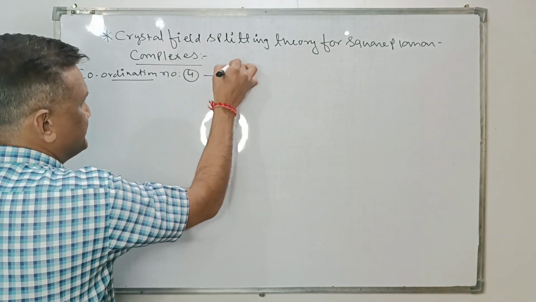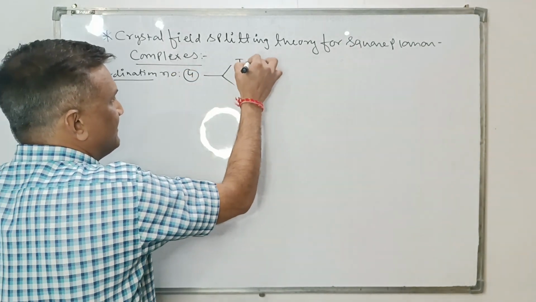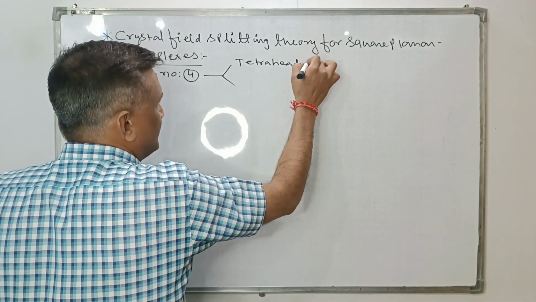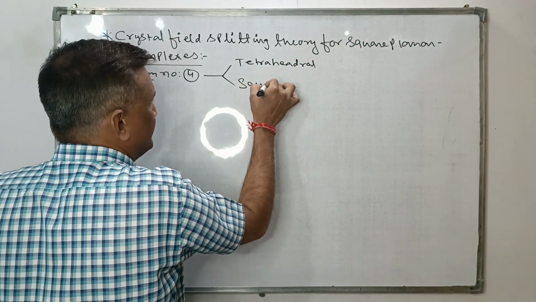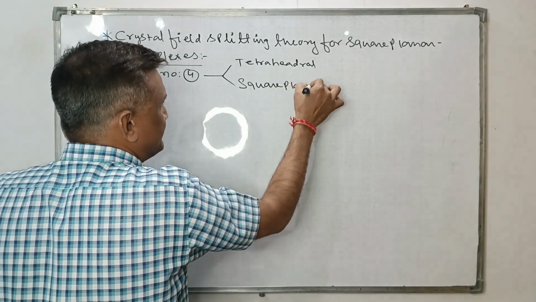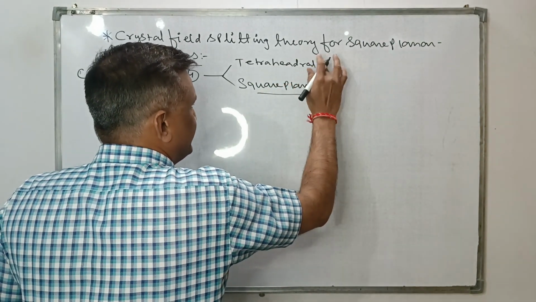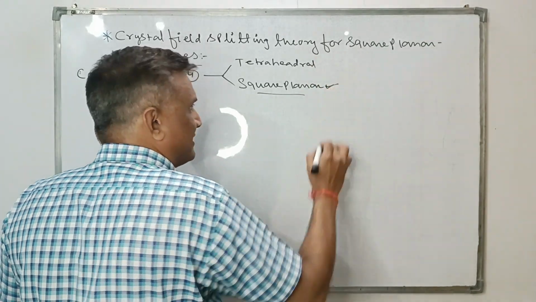There will be two types of geometry: one is tetrahedral, and another is square planar. This is the square planar. So first of all, we'll go with CFT in square planar.